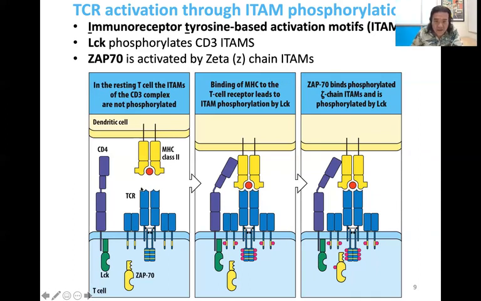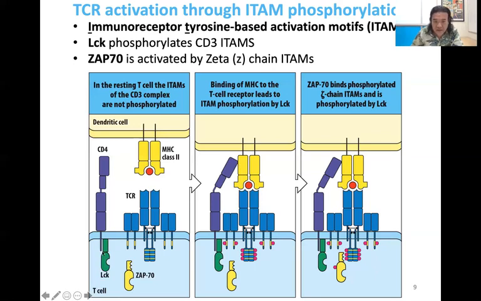When this TCR binds to MHC class 2, what will happen? These two will come together and CD4 will have a chance to be brought close to it because the CD4 wants to bind to and become stabilized against the MHC2.